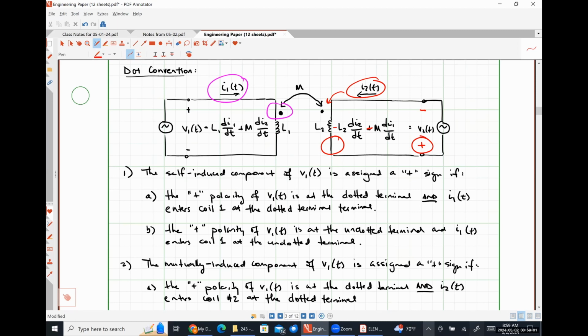So if we want positive signs, we want the positive polarity of the voltage to be at the dotted terminal, and we want the current flowing into a dot. Or we want the positive polarity to be at an undotted terminal and the current to be flowing into the undotted terminal as well. Anytime it's mixed up, you get a negative sign.